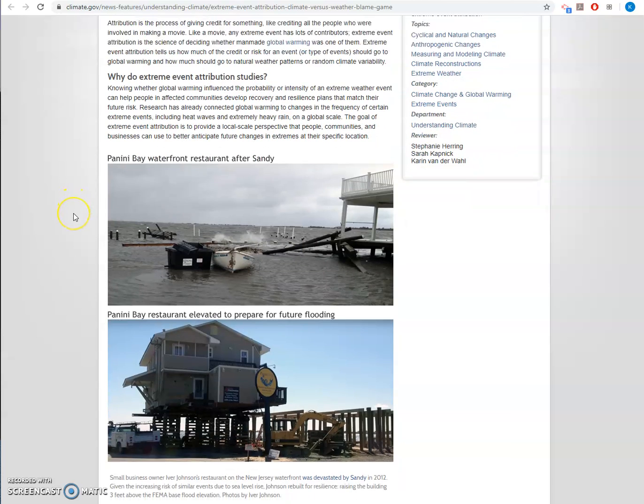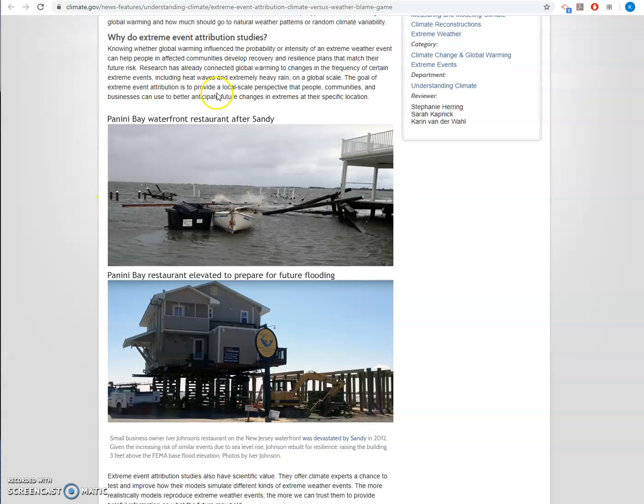And here are some pictures of this place called Panini Bay after Hurricane Sandy, and then here they are moving this building, this restaurant, elevating it, prepared for future flooding.